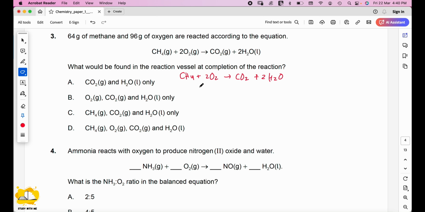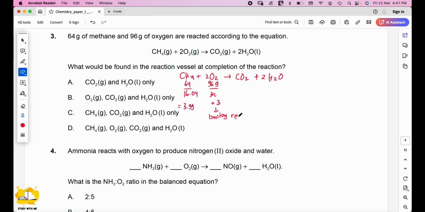So 64 gram of methane and 96 gram of oxygen, divided by their molar masses, which are 16.04 and 32. So you will get 3.99 moles for methane, and 3 moles for oxygen. But you need to pay attention: 3 moles for 2 molecules of oxygen, 3.99 moles for 1 molecule of CH4. Therefore, 1.5 mole for 1 molecule of oxygen.